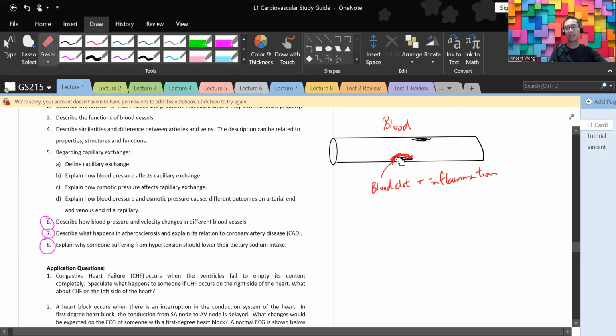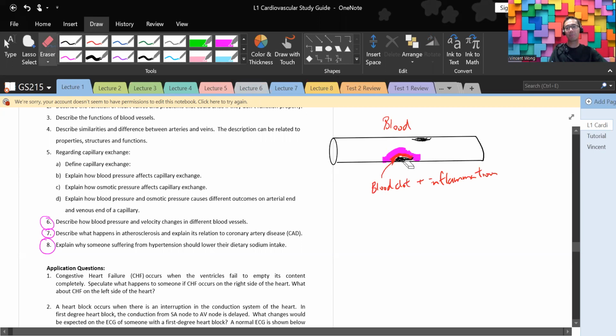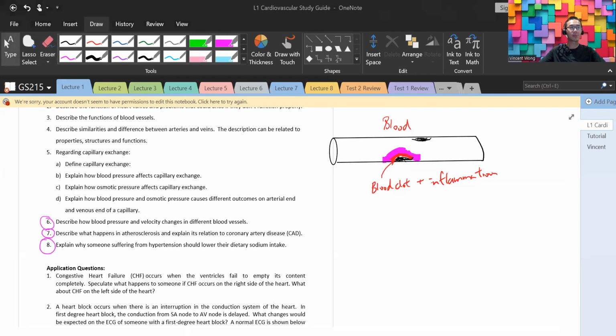As soon as you have a little bit of blood clot, it actually makes the situation worse, because now it's even less smooth than before, and you're going to have a bigger buildup and bigger buildup, and so on and so forth. Because of all these plaques that are building up, this area becomes really weak, and it loses its flexibility, and that's basically what atherosclerosis is.